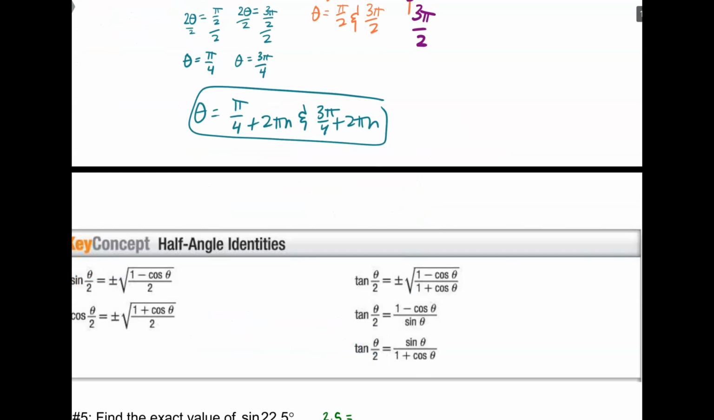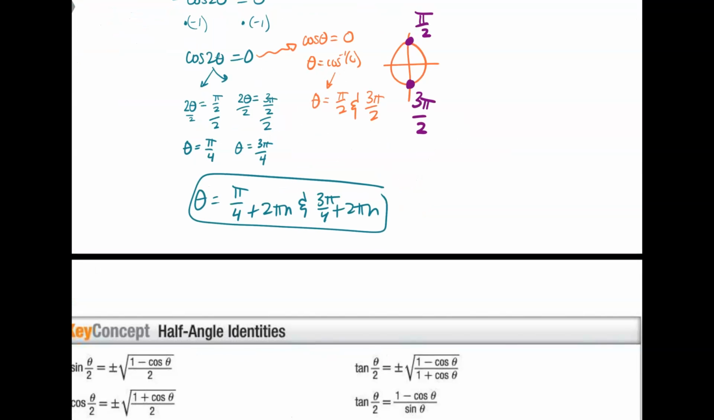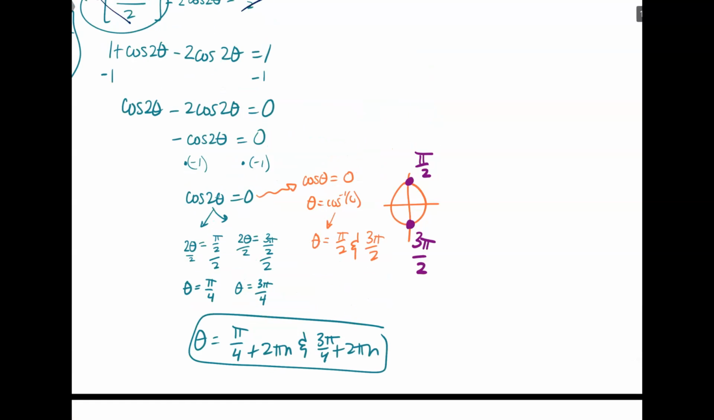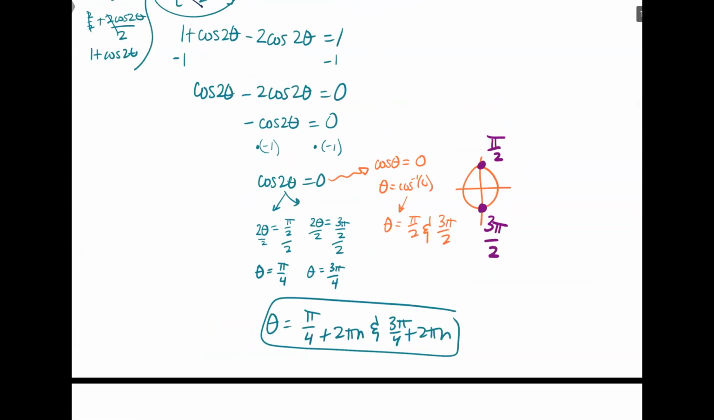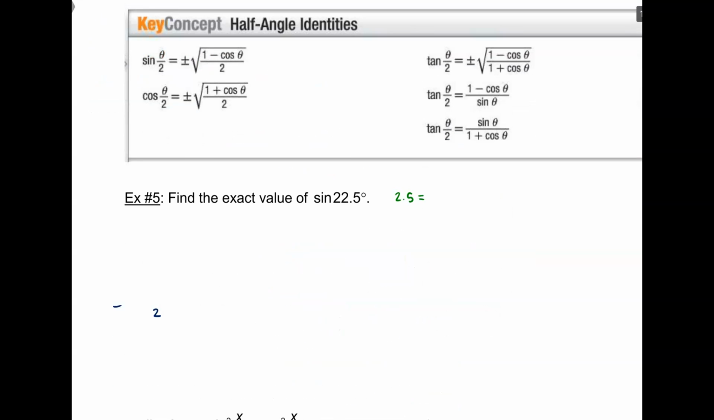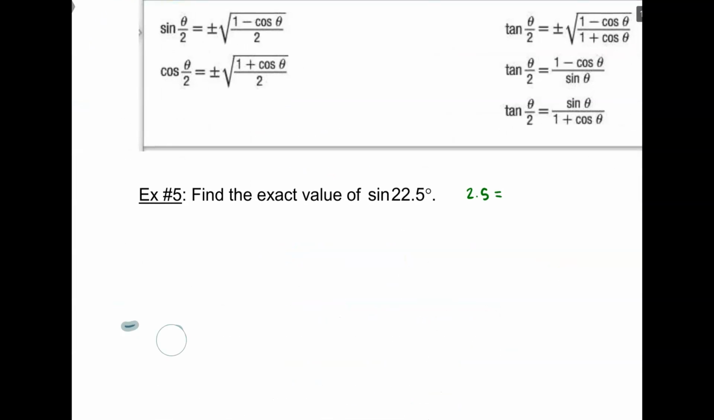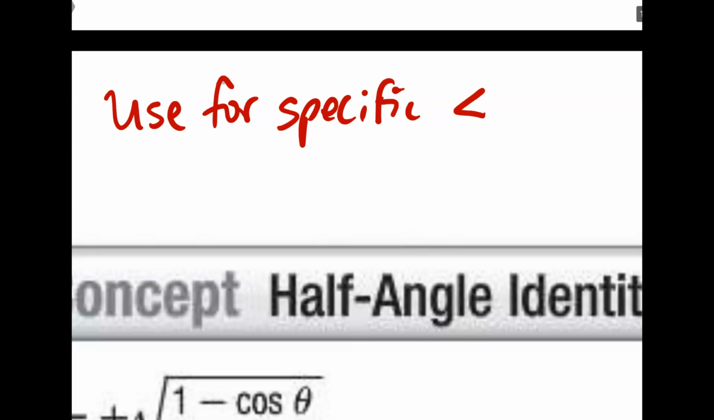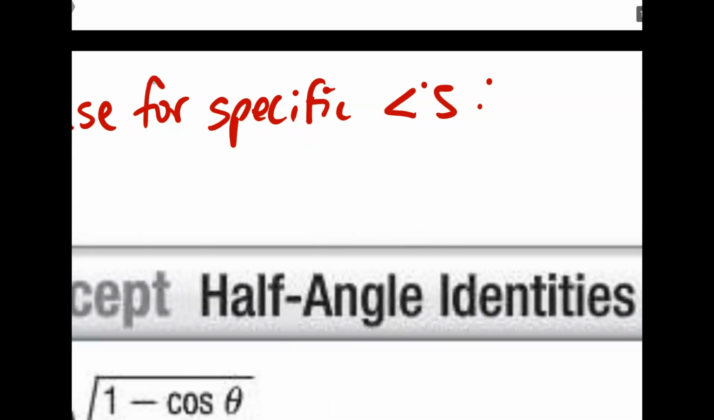All right. I think I see people's pencils done. Okay. So we've dealt with double angles. What about half angles? So fun. Honestly, the half angle identities you use for specific angles. So what are the angles we would use it for?